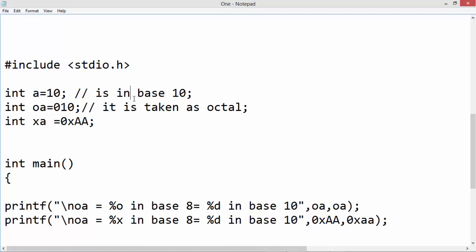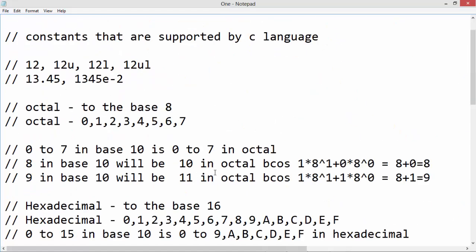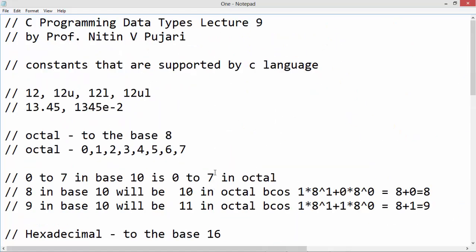So C supports base 10, base 8 and base 16. All right, I hope you have understood. If you have not understood this, please rewind the video and try to understand. If you still have doubts, please mail me at nitinpujari@gmail.com.